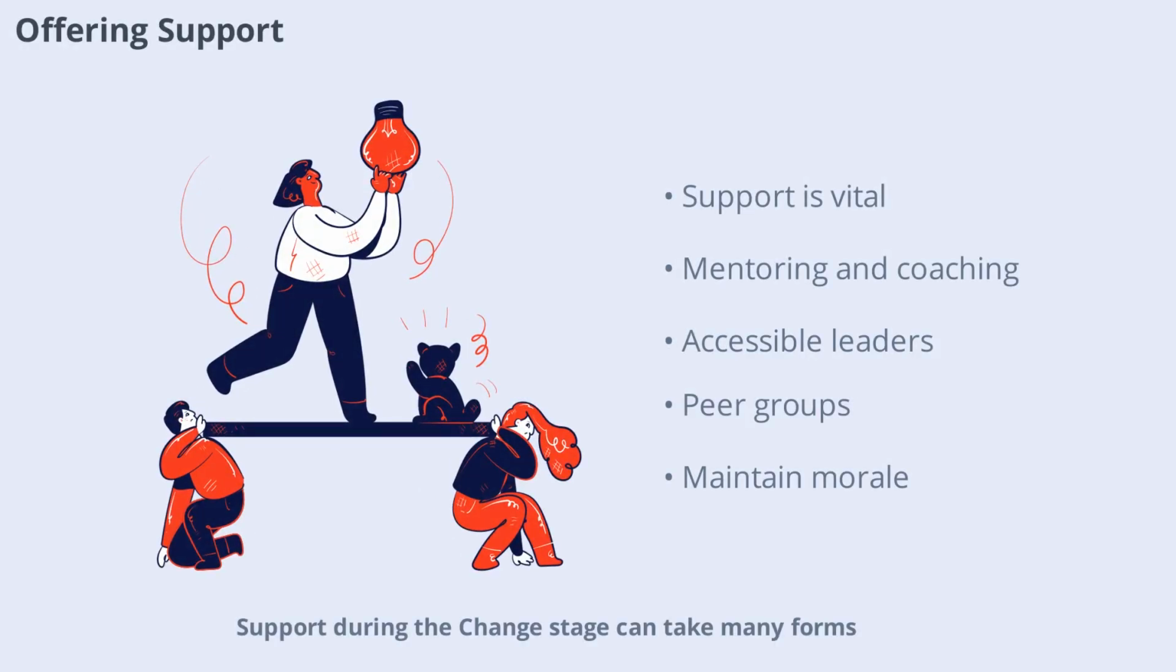Support during the change stage can take many forms, from mentoring and coaching to providing resources and troubleshooting. Leaders should be accessible and responsive, helping employees overcome obstacles and adapt to new expectations. Peer support groups and feedback channels also encourage collaboration and problem solving. With strong support systems in place, organizations can maintain morale and drive successful change. Let's examine how feedback fuels improvement.